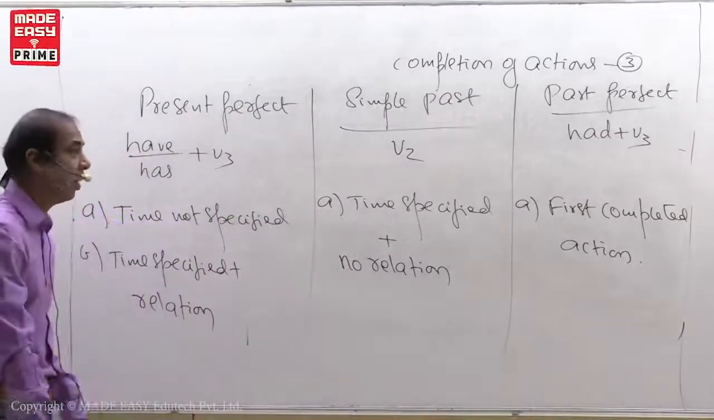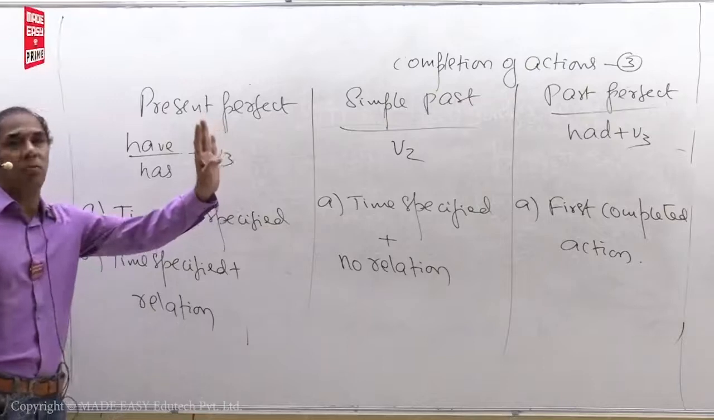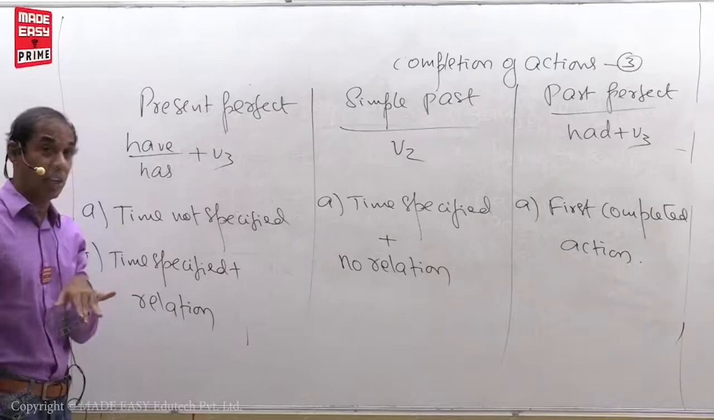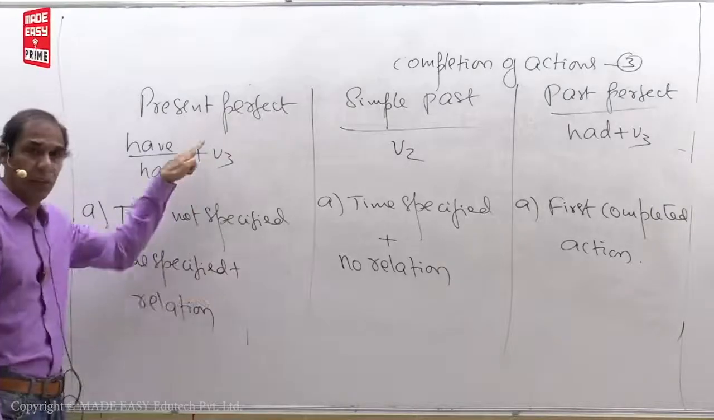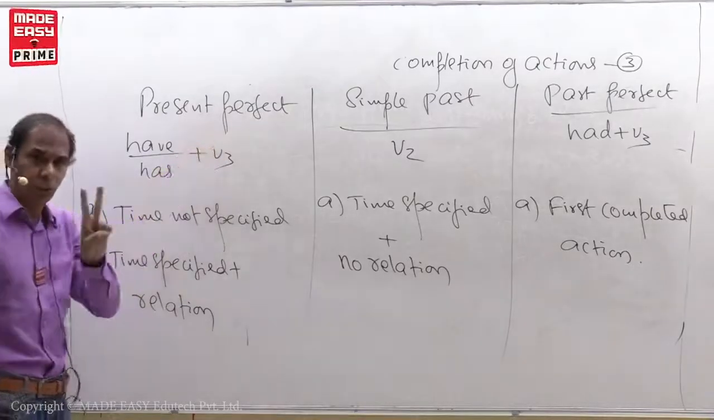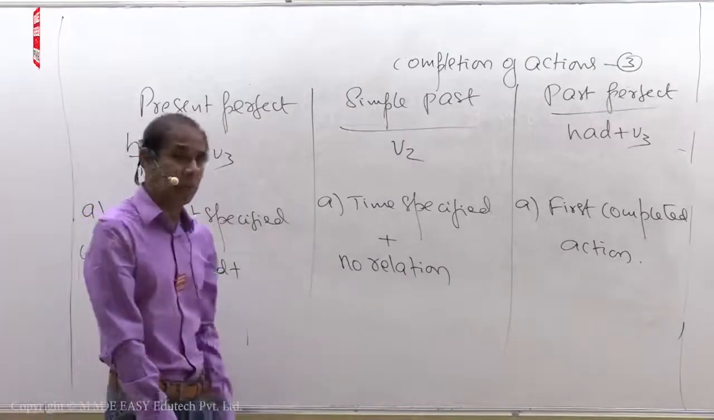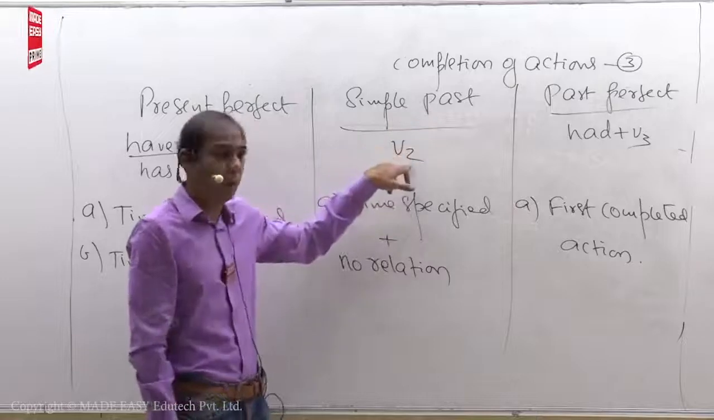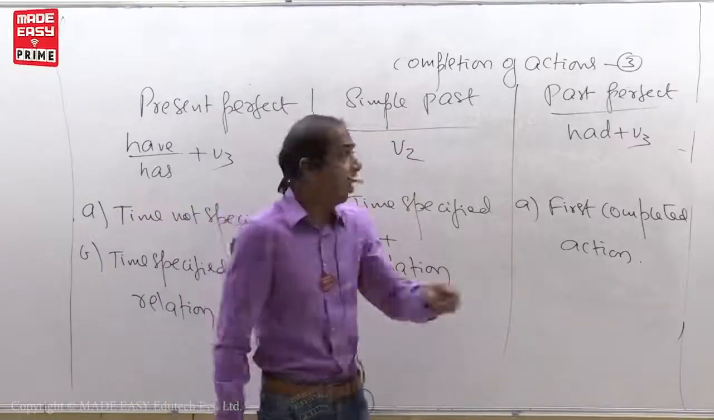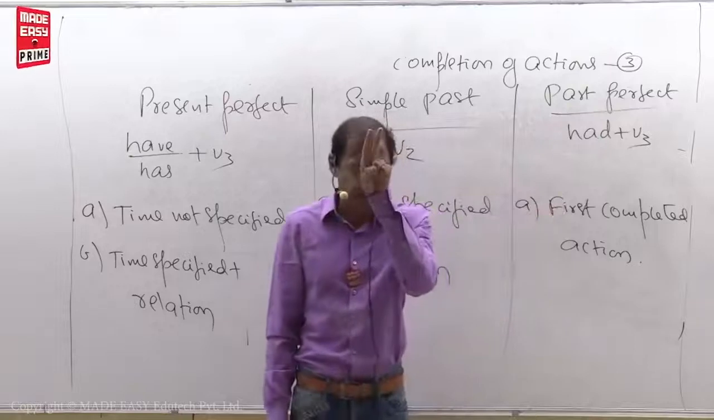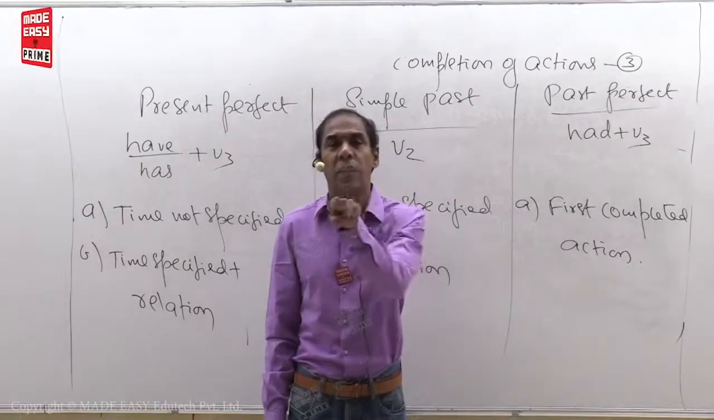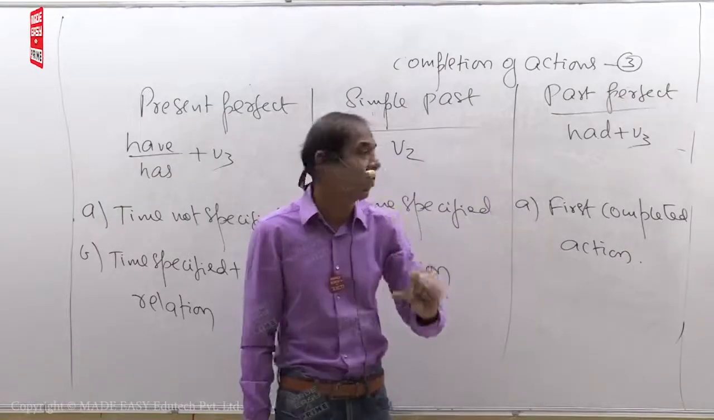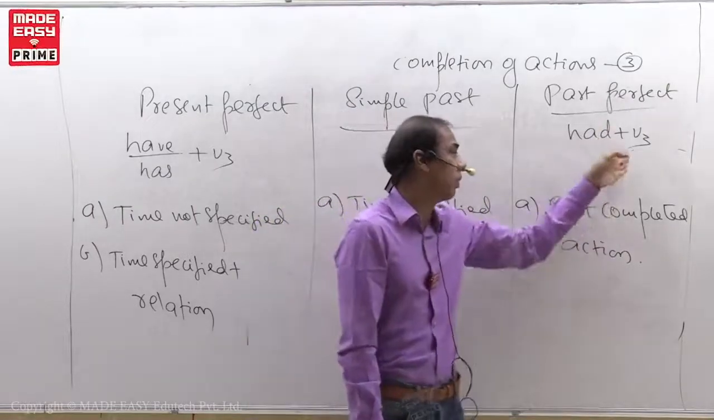What are the situations? When the time is not specified, present perfect tense. When the time is specified, if we have a relation, then also present perfect tense. It means present perfect tense is used in two situations. When the time is specified, if we have no relation, simple past, V2. If you want to use past perfect, we must have two completions of actions. In these two, the first completed action should be expressed in past perfect tense, had plus V3.